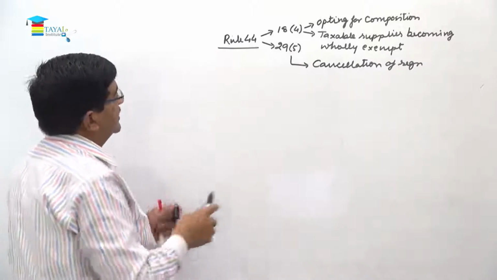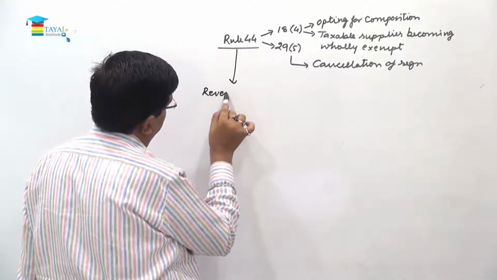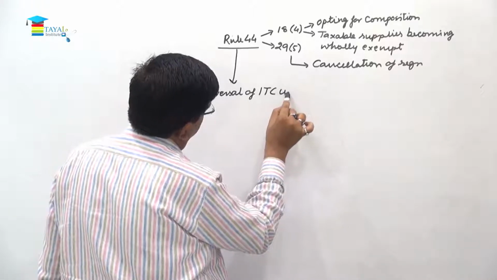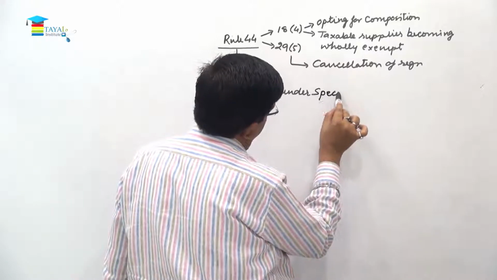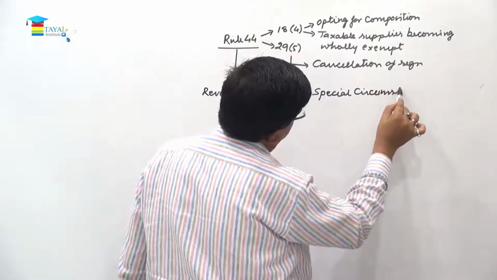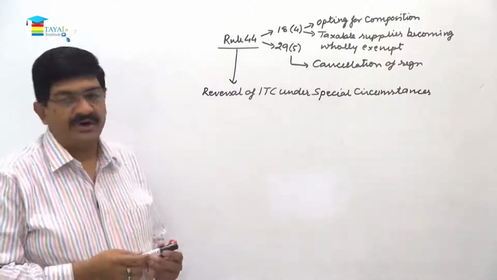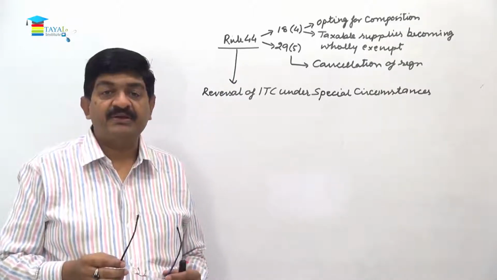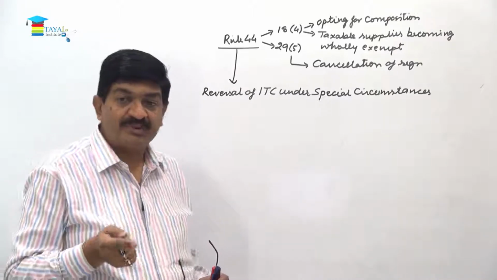So this title of section 44, this is saying reversal of input tax credit under special circumstances. So which are those special circumstances? Those are already listed above, that is section 18.4 and 29.5. 18.4, a person who is paying taxes, normally he is opting for the composition scheme, so he will have to make the reversal of credit.